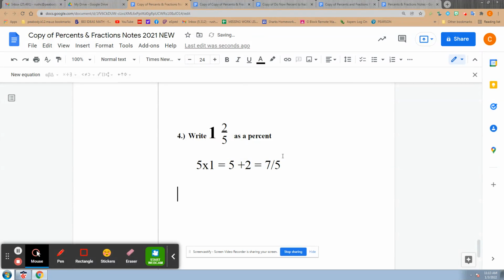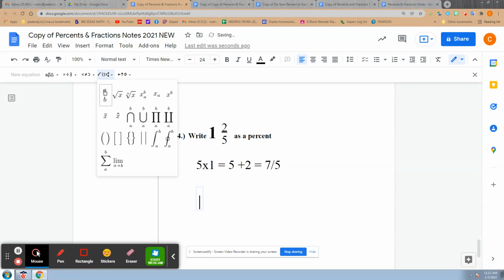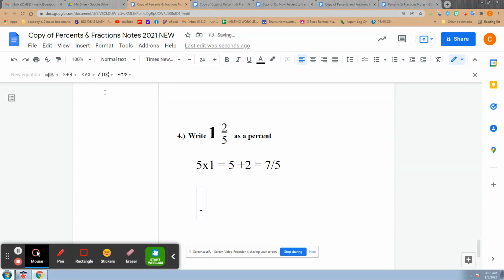So now I can turn 7/5 into a percent. So first I make 7/5 into a new fraction with 100 on the bottom. And I have to figure out, what do I multiply by to get from 5 to 100? And it's going to be 20.